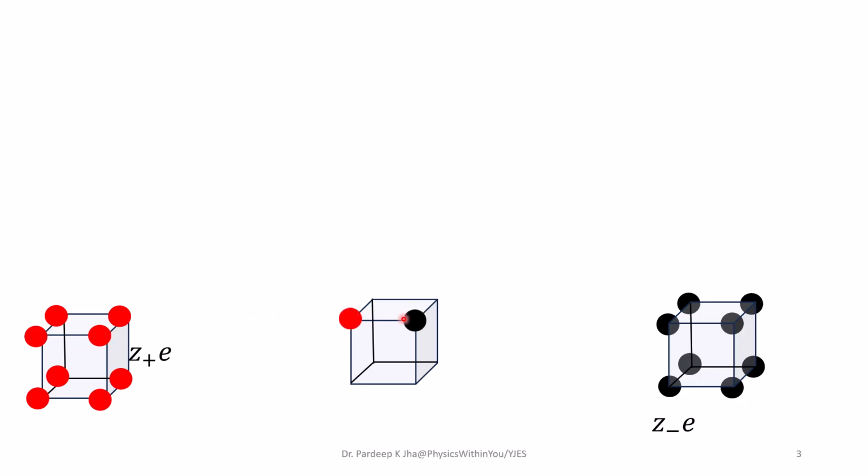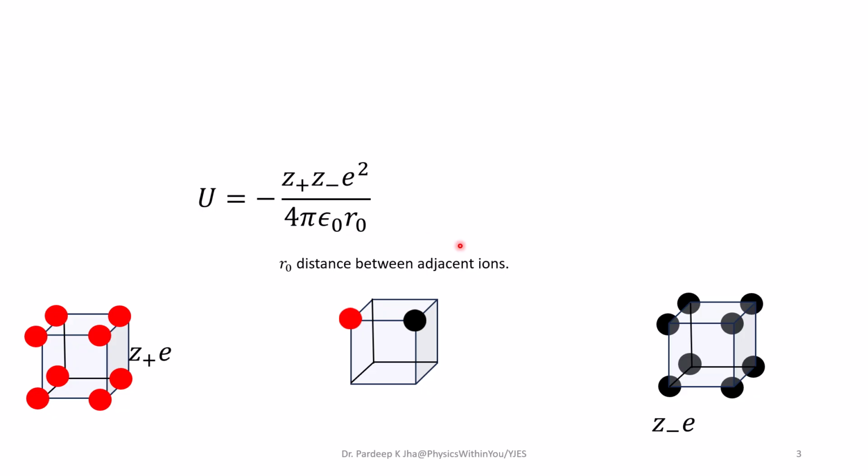There will be an electrostatic force between them, and that will be given as the product of charges upon 4 pi epsilon naught R naught, where R naught is the distance between the adjacent ions, and in the present case it is the lattice constant. So this is your electrostatic potential energy. Understandable? But normally it has nothing to do with only two atoms. There will be more atoms, and they will arrange in 3D.